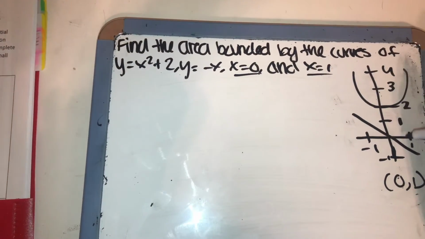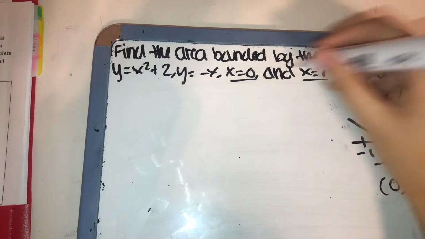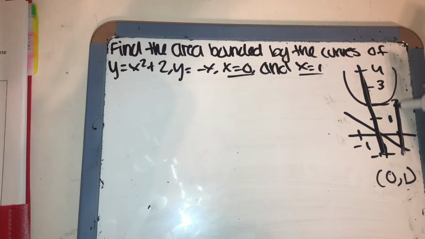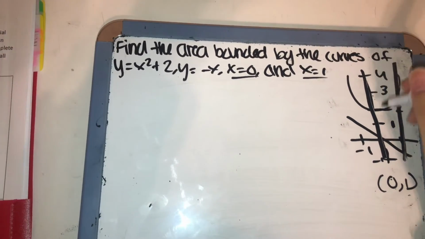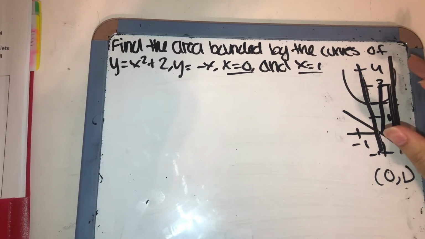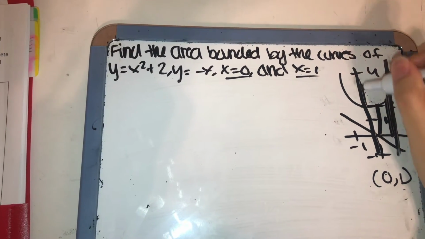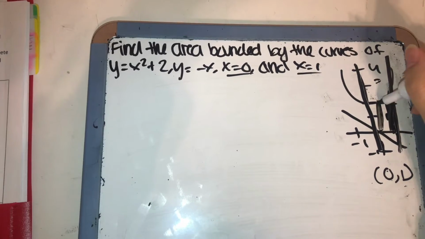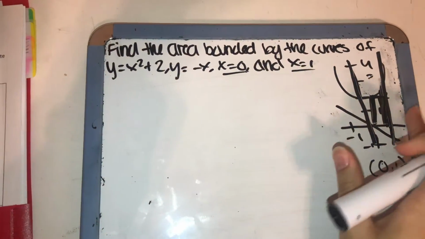So x equals 0 would be right here, and x equals 1 would be right here. And this is basically your x. So we can make a small rectangle right here. Actually, my bad, it would go up to the parabola, which is right here. So we can make a surrounding rectangle underneath the parabola, and then we have it right there.